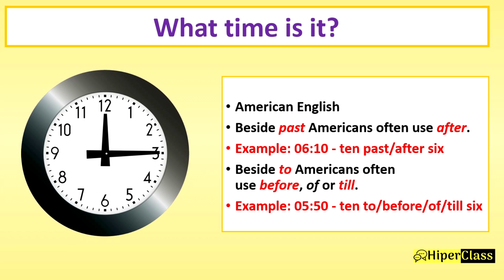En el inglés americano, muchas veces en vez de decir to, también es cambiado por before, of y till. Por ejemplo, en el caso de las 5 y 50 podemos decir 10 to 6, 10 before 6, 10 of 6 o 10 till 6.